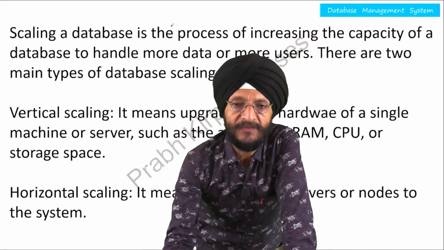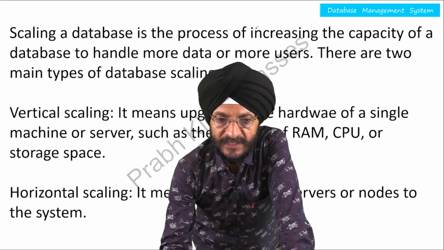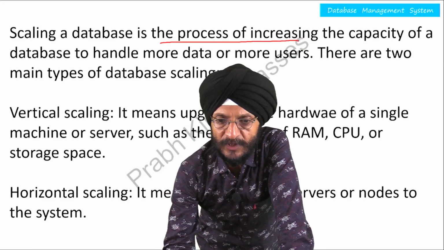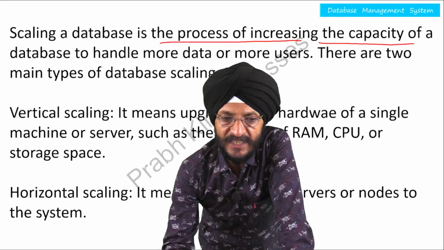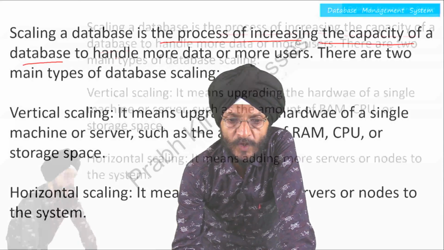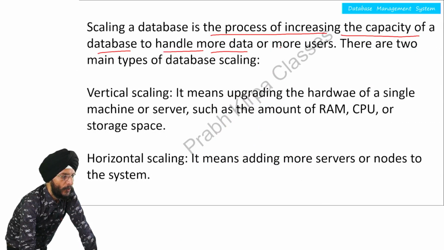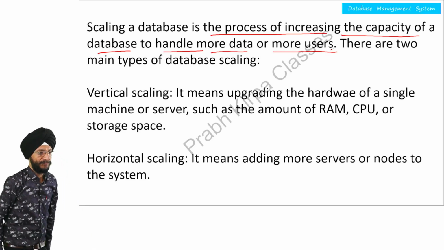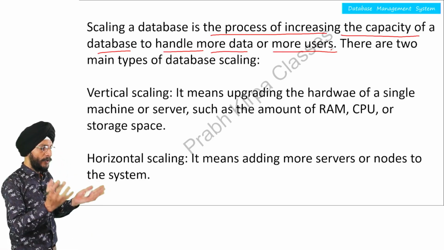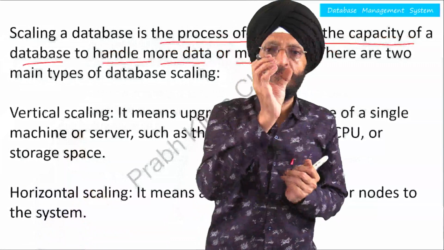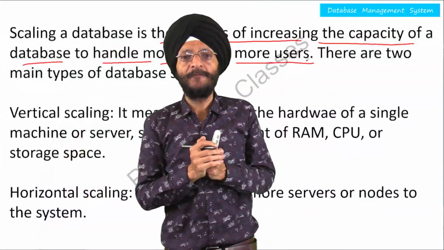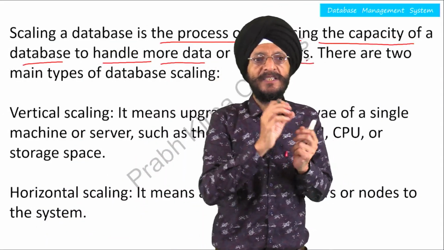Scaling a database. What is the meaning of scaling a database? Scaling a database is the process of increasing the capacity of a database to handle more data or more users. There are two types of database scaling. One is horizontal scaling and the other is vertical scaling.